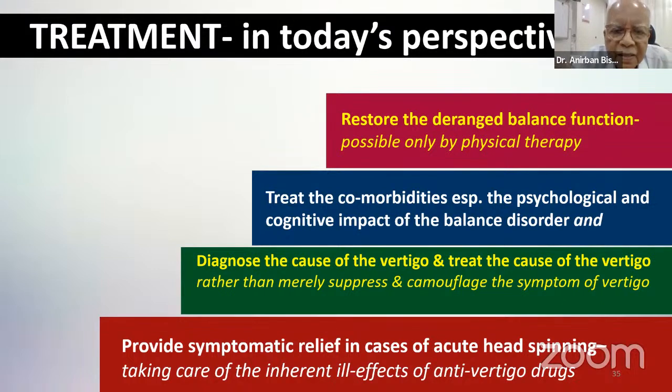So this is what there is about the treatment. The symptomatic relief, then diagnosing the cause and giving medicines specific for the disease, like steroids in vestibular neuritis, diuretics in Meniere's disease, and treating the comorbidities, like treating the patient with benzodiazepines or SSRIs, or cognitive enhancers like ginkgo biloba or donepezil, and restoring the balance by physical therapy.